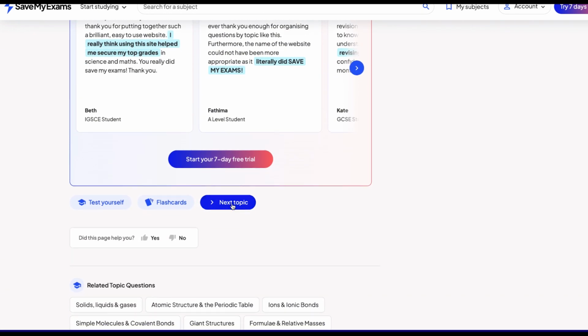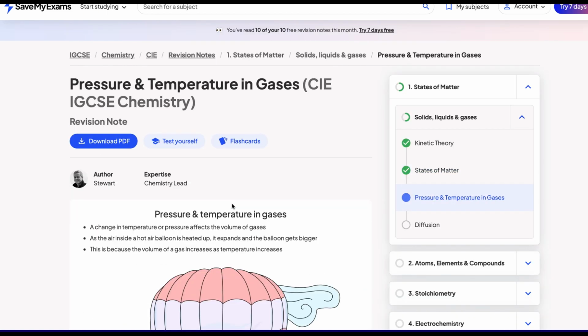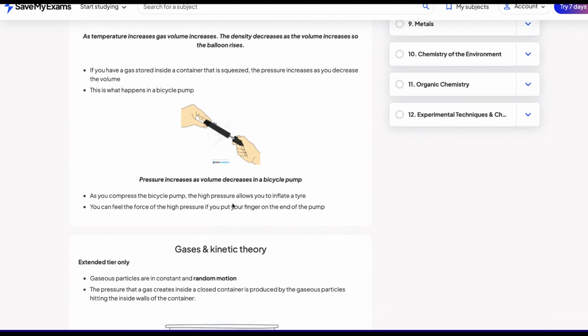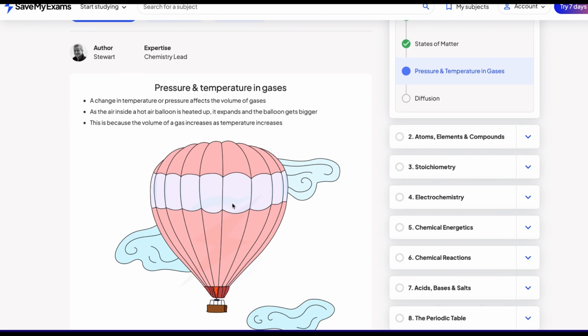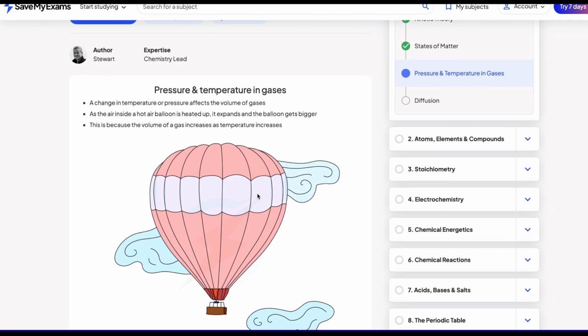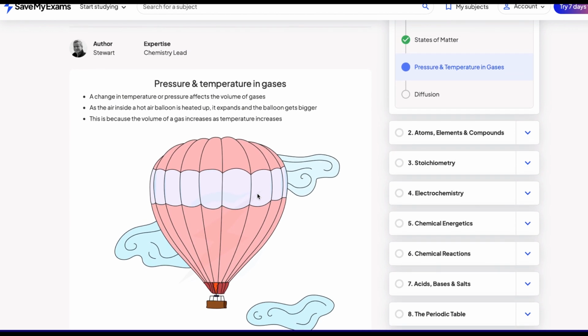Now let's go to the next one. Now we're going to look at the pressure and temperature in gases, okay? So here we talked about heating the particles, heating the substance, the state of matter. When you heat it, they get thermal energy. The thermal energy is converted to kinetic energy, which enables the particles to expand. As it does that, there is more frequent collision between the particles and the walls of the container that you're heating.